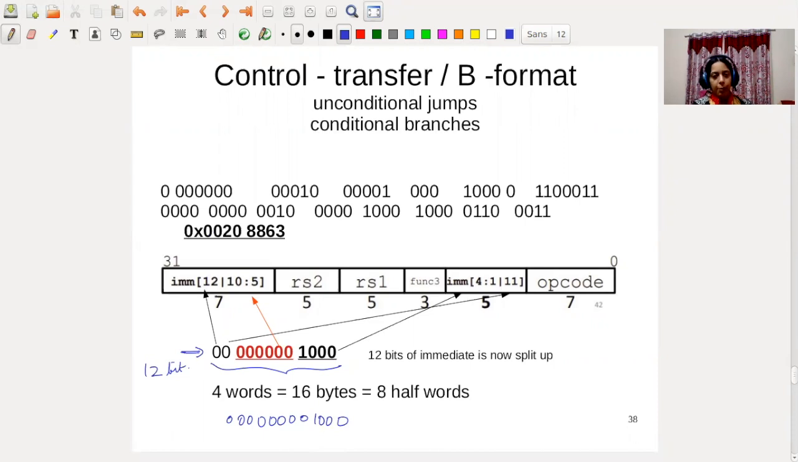So now we have to split this up into this format. So this is immediate, the 12th bit, which is 0. Then you have 10 down to 5 of this, which is nothing but again all zeros.